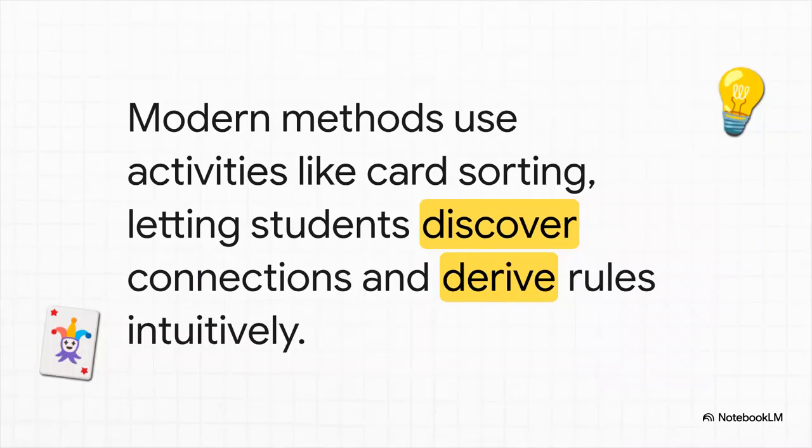A great example of this is something like a card sorting activity. You give students a bunch of cards with different expressions, like 2 to the 6th, or 4 to the 3rd, or 8 squared, and you just ask them to group the ones that are equal. By physically moving them around and talking about why they match, they start to build those connections in their own head. It's so much more powerful than just reading it in a book.